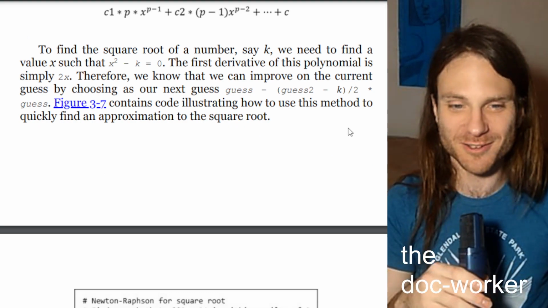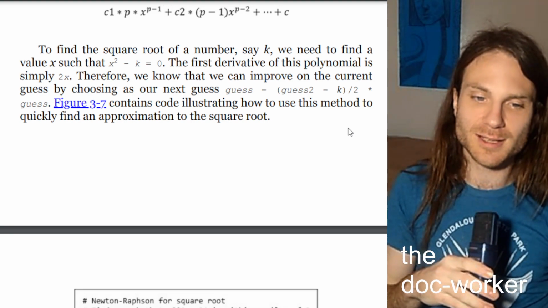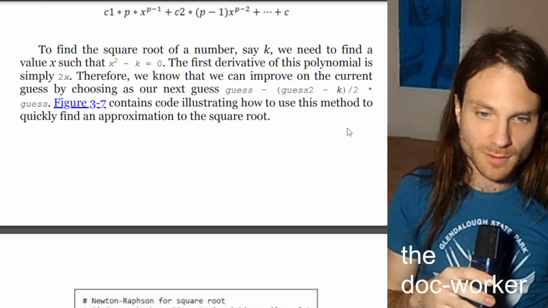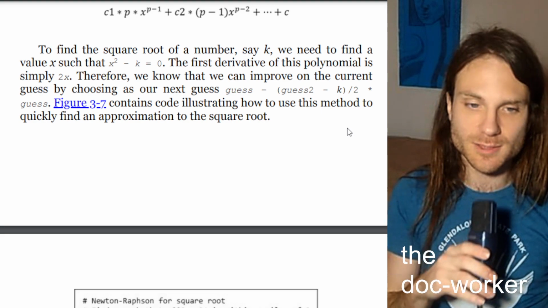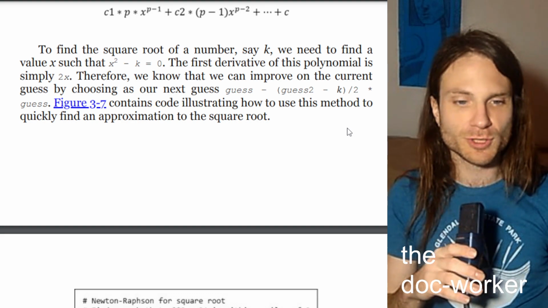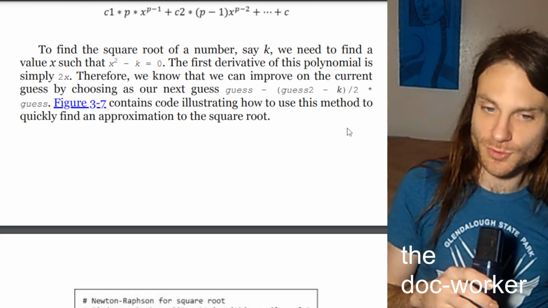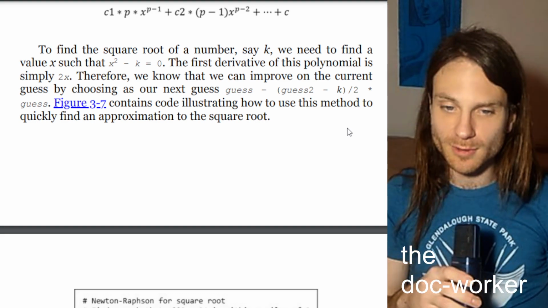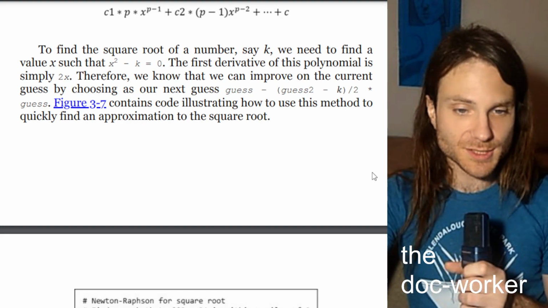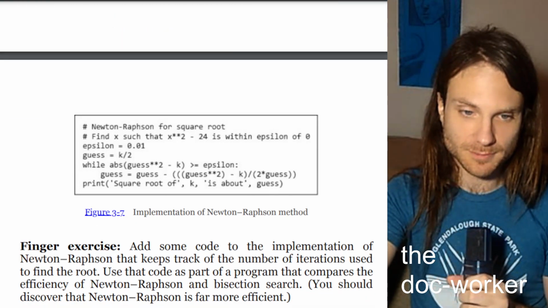To find the square root of a number, say k, we need to find a value x such that x squared minus k equals 0. The first derivative of this polynomial is simply 2 times x. Therefore, we know, speak for yourself, that we can improve on the current guess by choosing as our next guess, guess minus (guess squared minus k) over 2 times guess. Figure 3-7 contains code illustrating how to use this method to quickly find an approximation to the square root.